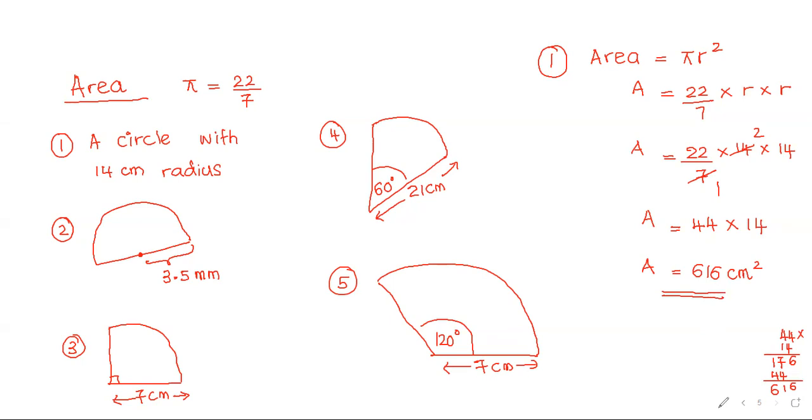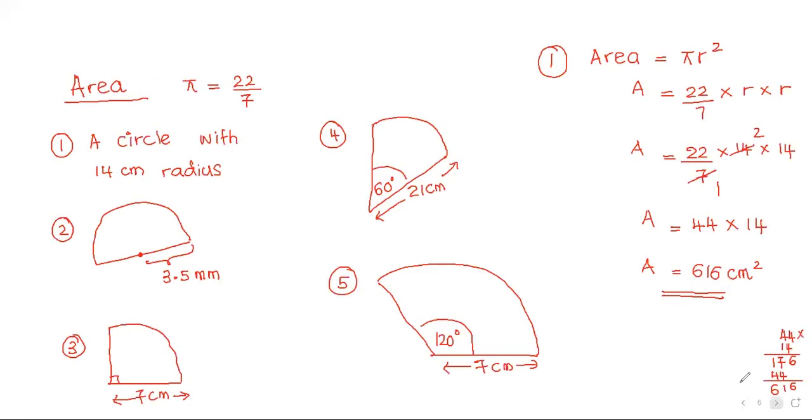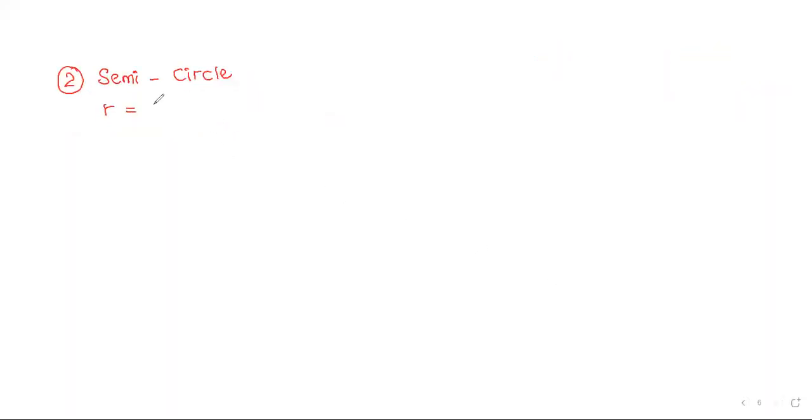So then we will move to the next question, where you have a semicircle, right? The second question, you have a semicircle. Semicircle in the sense, children, that is the half circle, right? The half circle. You write down the information we have in the question. The radius is 3.5 millimeters, right? 3.5 millimeters you have. Now you want to find the area.